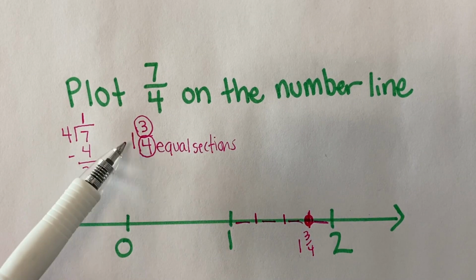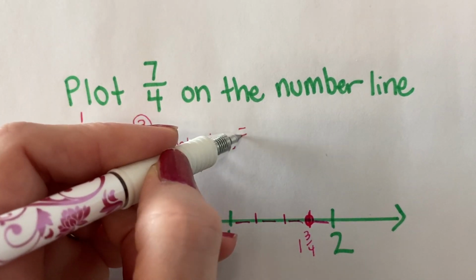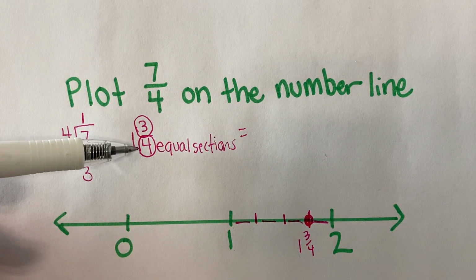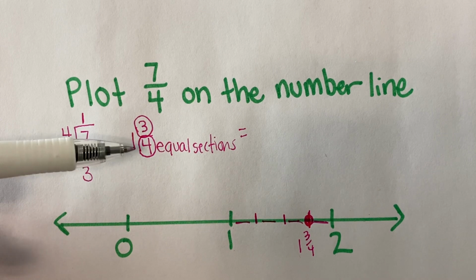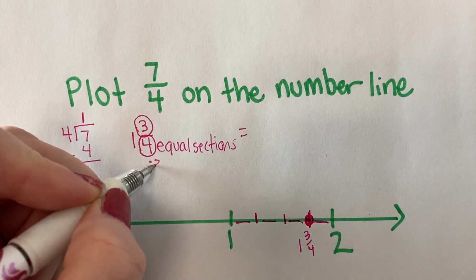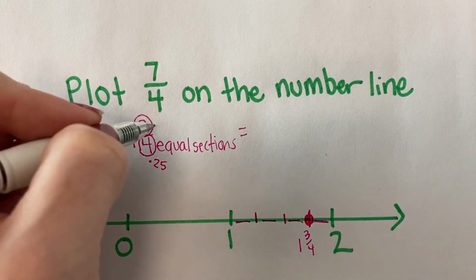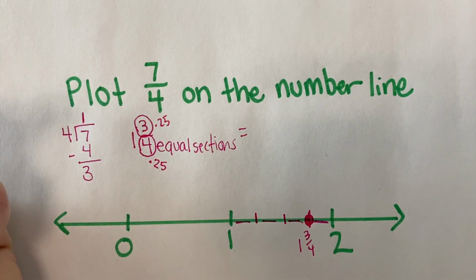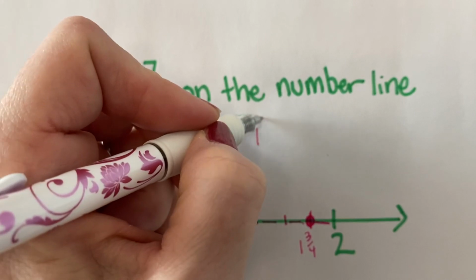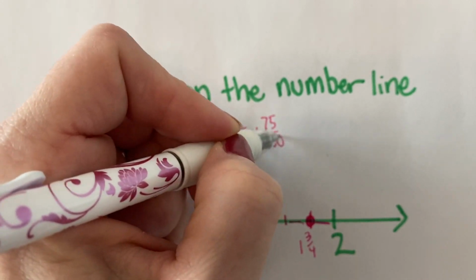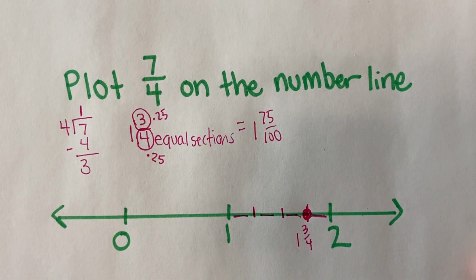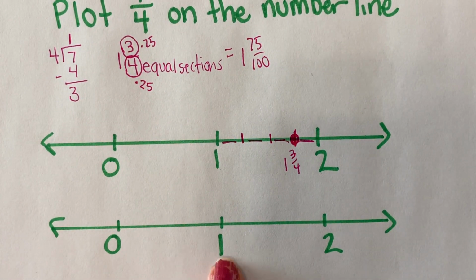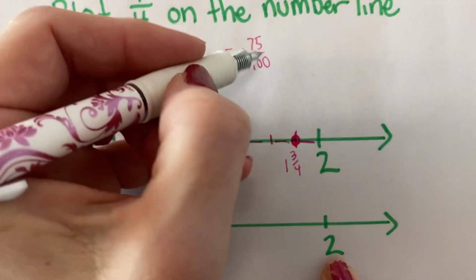Now, if we wanted to turn it into a decimal, well, let's see. Can we grow a 4 into a 10? No. Can we grow a 4 into 100? Yes. 4 times 25 is 100, and 3 times 25 is 75. So this will be 1 75/100.